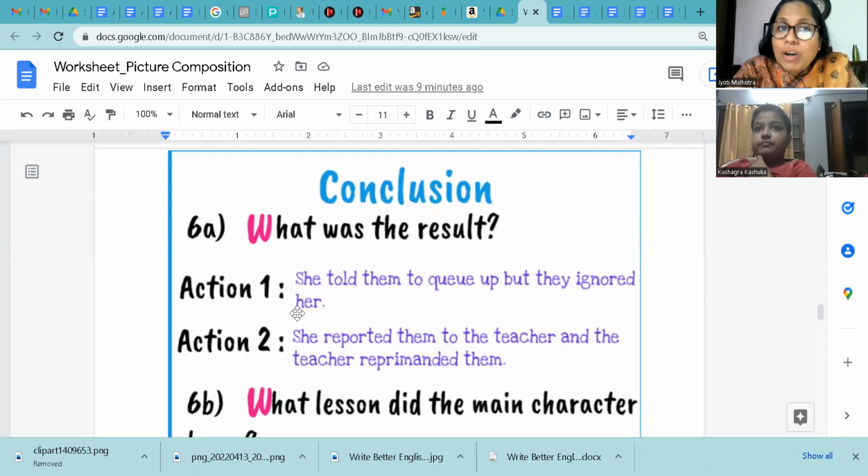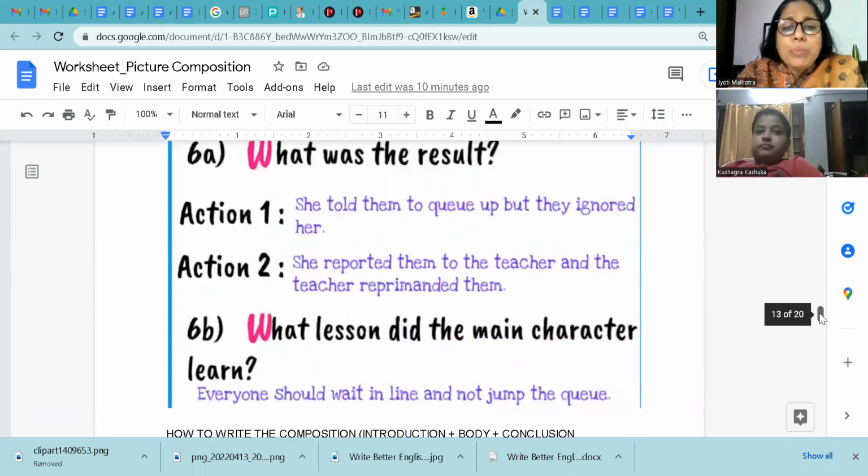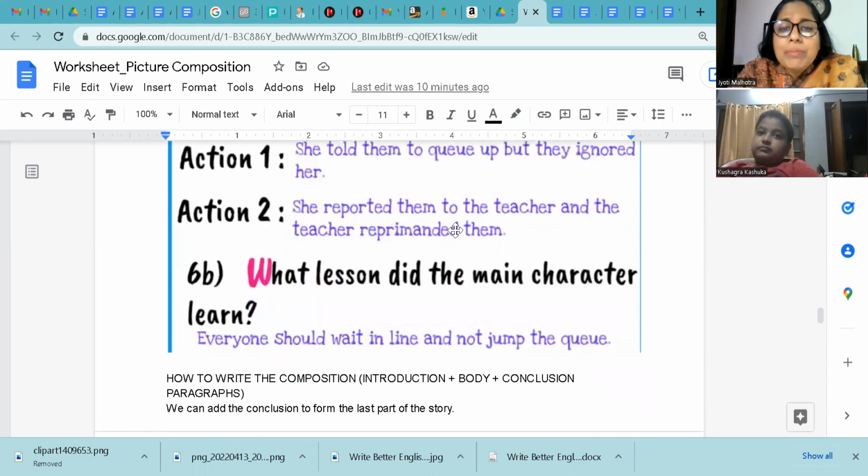What time of the day it was, you can make a guess, but the fact that you said it was Tuesday morning is a detail that you have made up. Are you understanding? So some details are visible in the picture, but not everything is visible. Some things you have to add. Did you understand this? Yes. Good. So she told them to queue up, but they ignored her request. She reported them to the teacher, and the teacher reprimanded them.